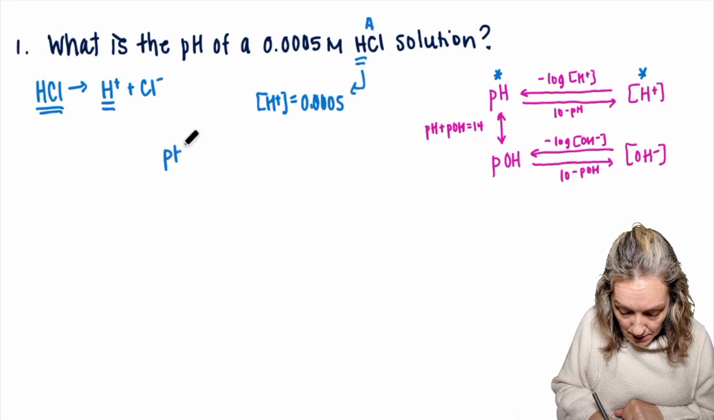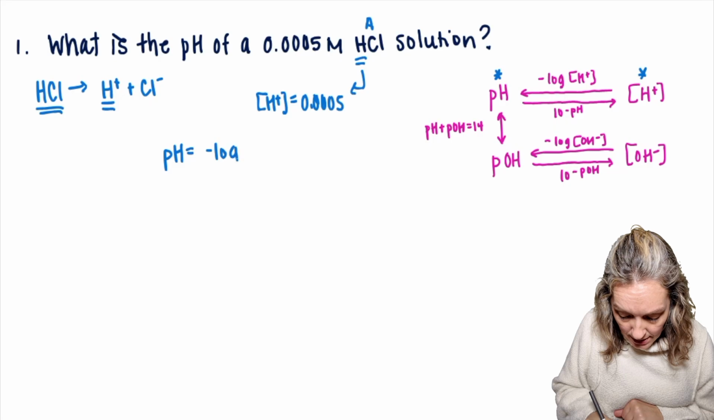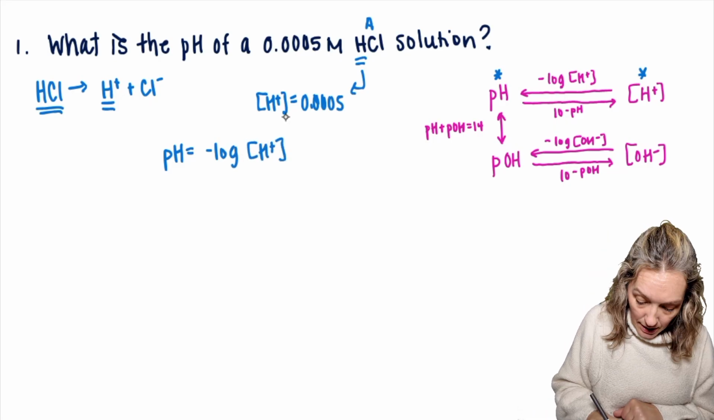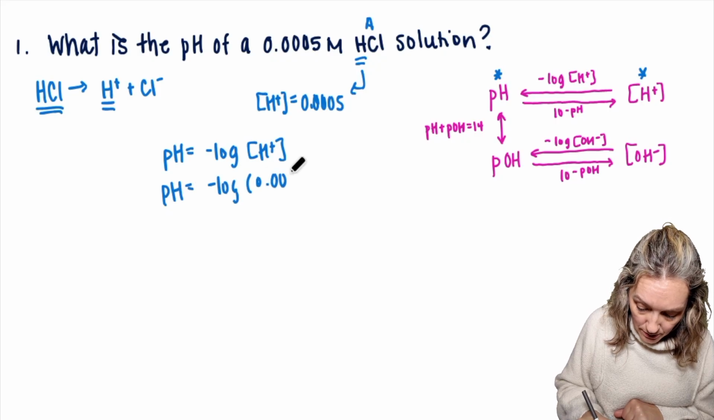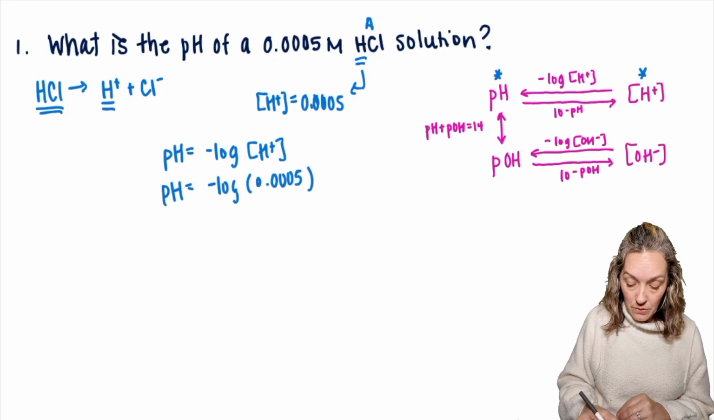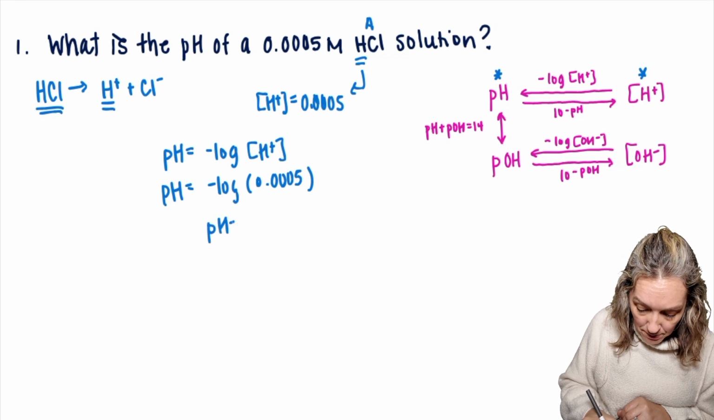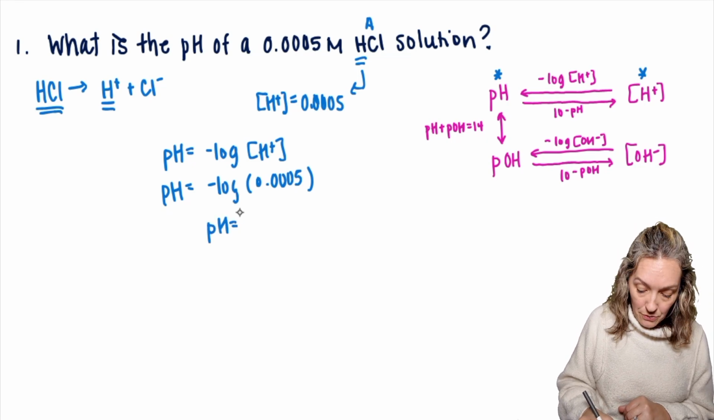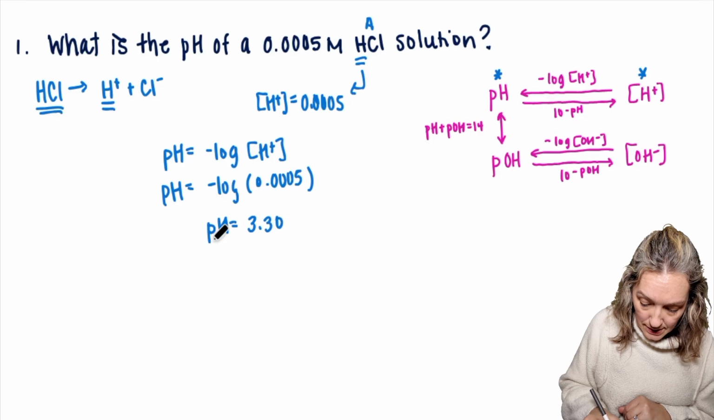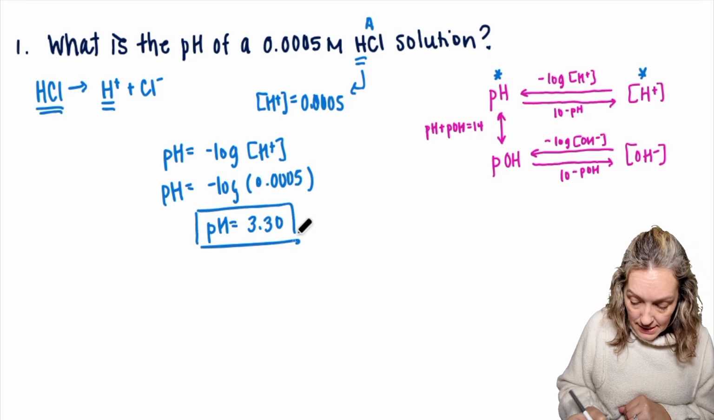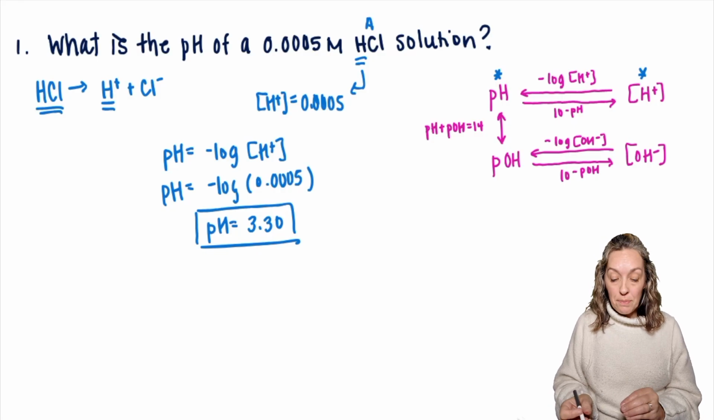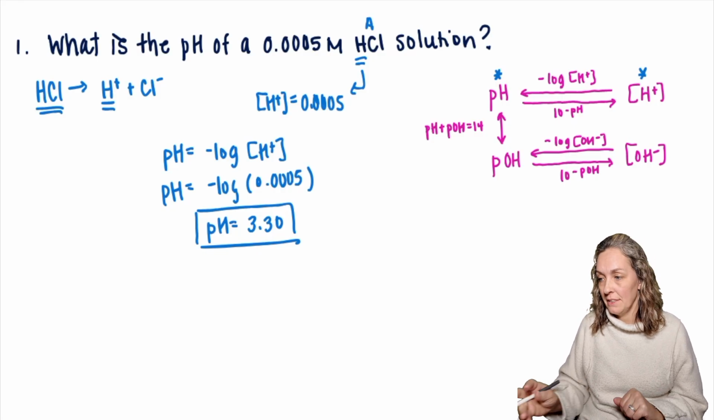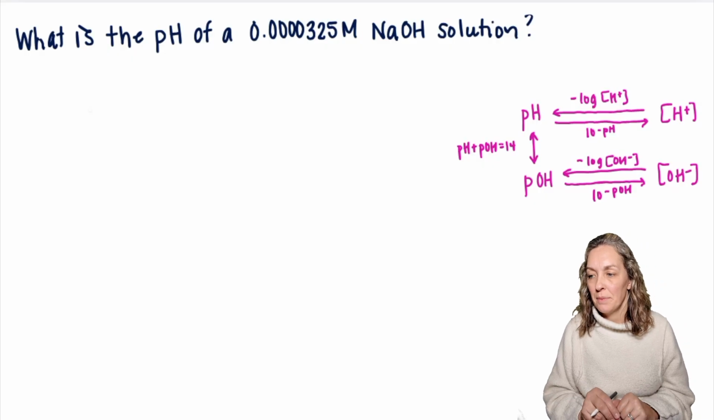So in order to find pH, I need the negative log of the concentration of H+. I'm going to plug in the value that I know, which is 0.0005. And when I do that, I end up with a pH of 3.30. This makes sense because I know that I started with an acid, HCl, and the pH is below 7 as expected. Let's take a look at a second problem here.